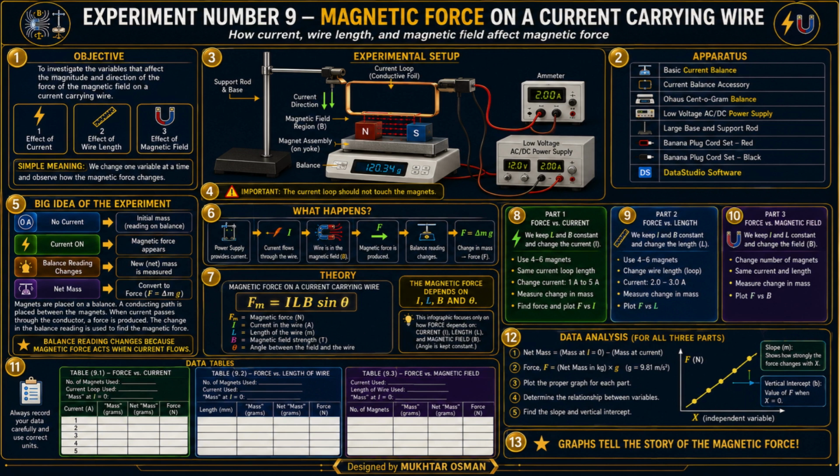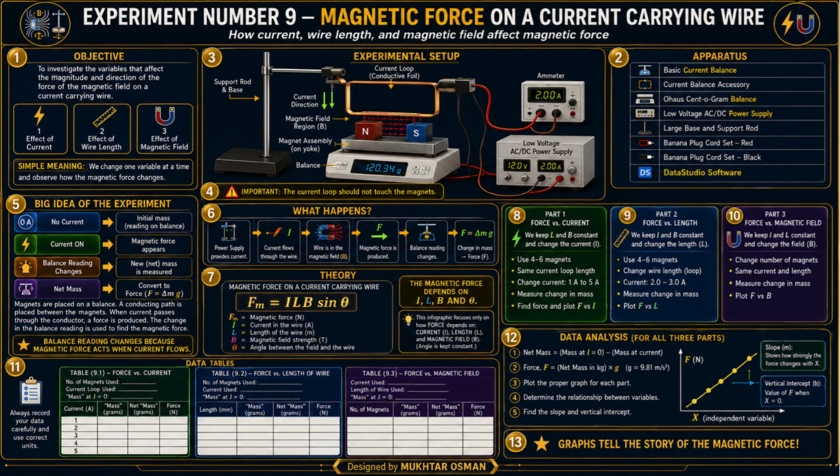9. Part 1. Force versus current. We keep L and B constant and change the current, I. Steps: use 4 to 6 magnets. Use the same current loop length. Change current from 1 ampere to 5 amperes. Measure change in mass. Find force and plot F versus I.